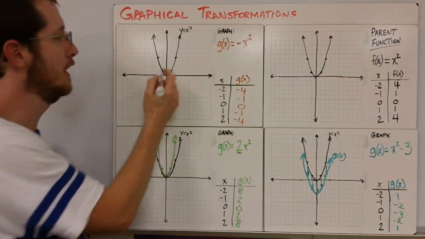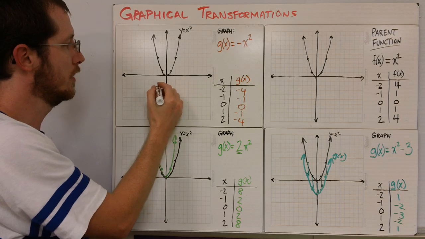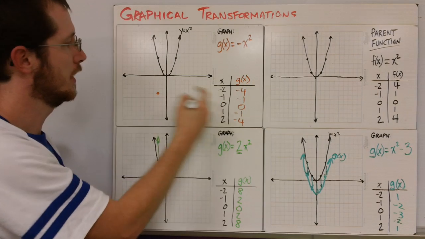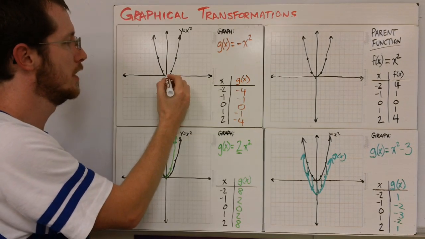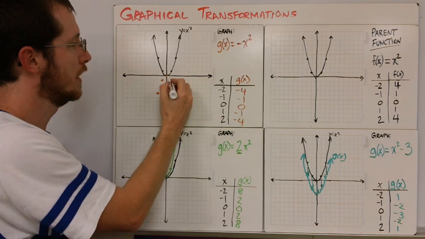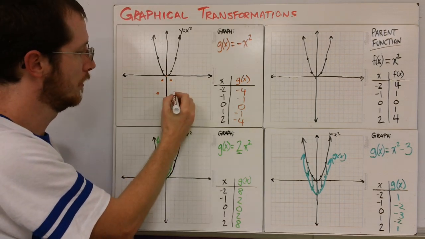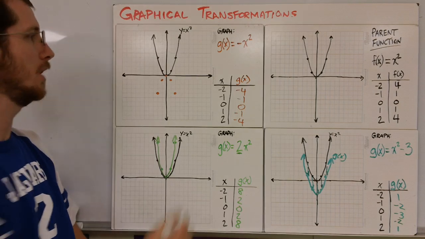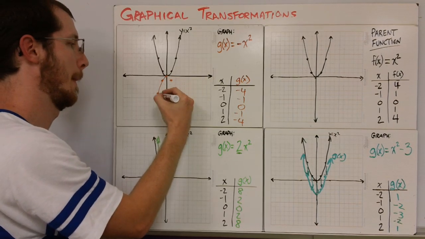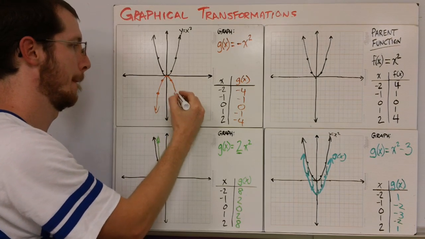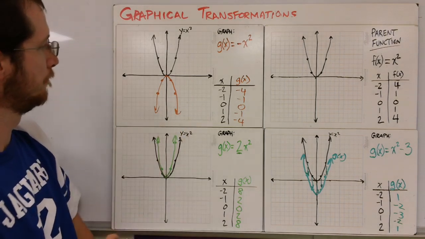So let's plot these points. Negative 2, negative 4. Negative 1, negative 1. 0, 0. 1, negative 1, and 2, negative 4. All right, let's fill in the rest of our parabola.